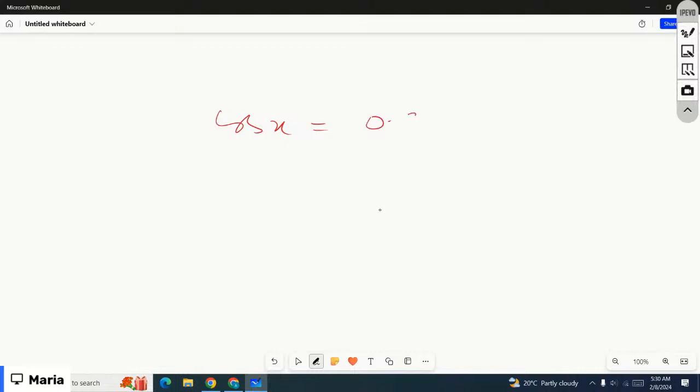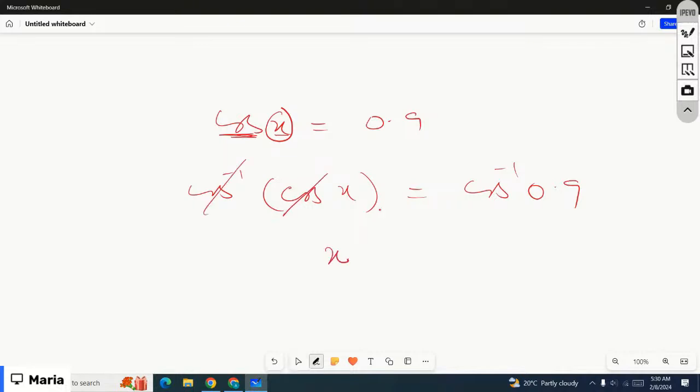Cos x equals 0.9. You need to remove that cos also, because you need to calculate the value of x only, right? So you have to evaluate cos inverse both sides, because cos and cos inverse are inverse functions, right? So cos and cos inverse cancel out each other. You are left with x.